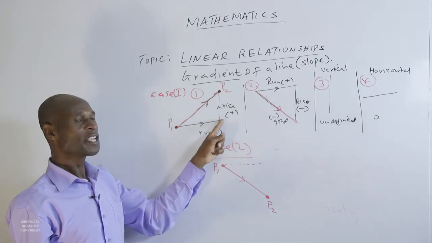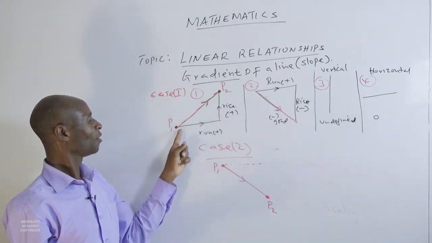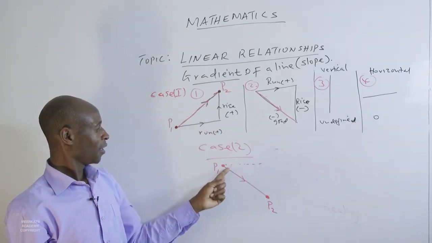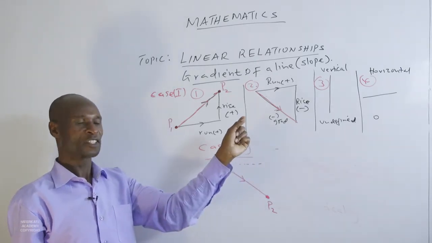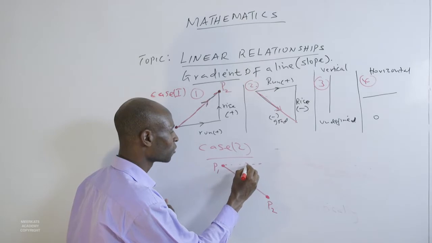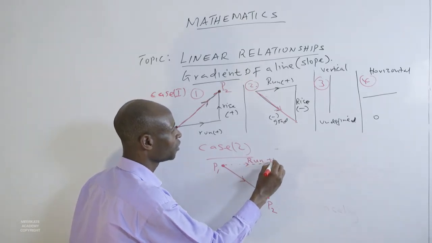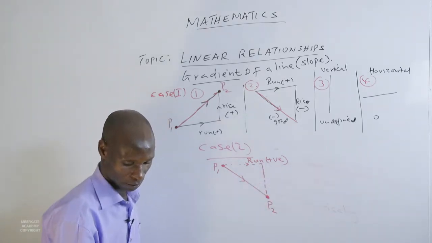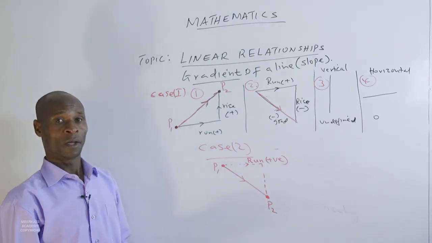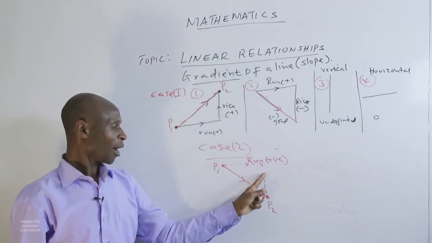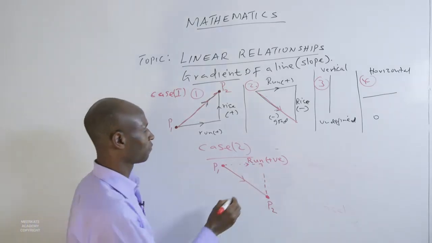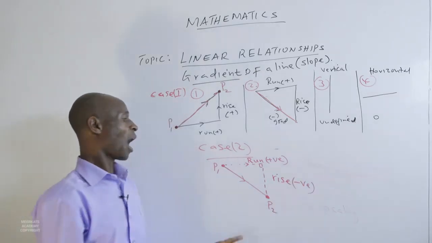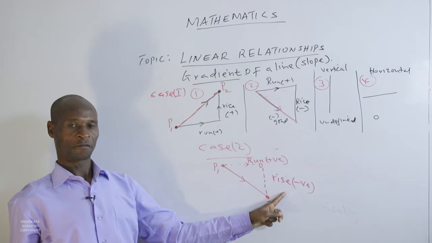In the first case, there was an increase in the y component and also an increase in the x component. In our second case, the horizontal component is still towards the right. So our run is still positive. So this is called the run. It's positive. However, our rise is not positive. Our rise in this case is negative.